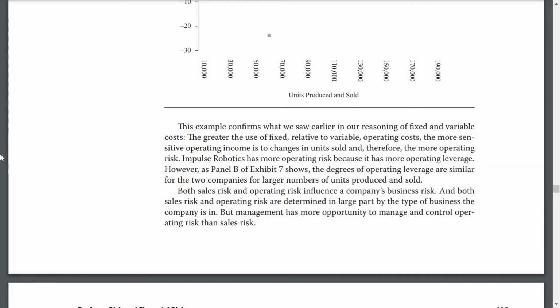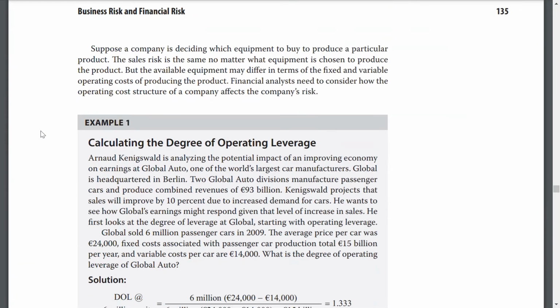Both sales risks and operating risks influence a company's business risk, and both are determined in large part by the type of business and company it is in. But management has more opportunity to manage and control operating risks and sales risks. Suppose a company is deciding which equipment to buy to produce a particular product. The sales risk is the same no matter what equipment is chosen to produce the product, but the available equipment may differ in terms of fixed and variable operating costs of producing the product. Financial analysts need to consider how the operating cost structure of a company affects the company's risk.